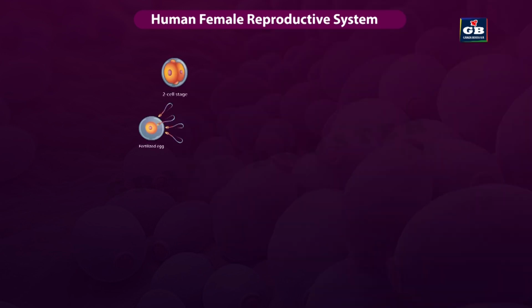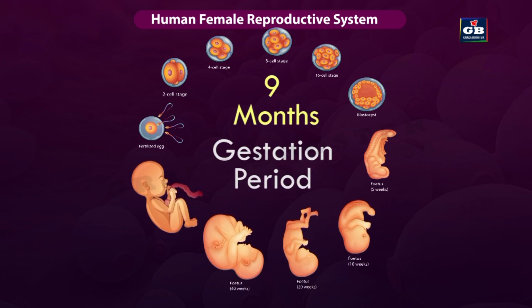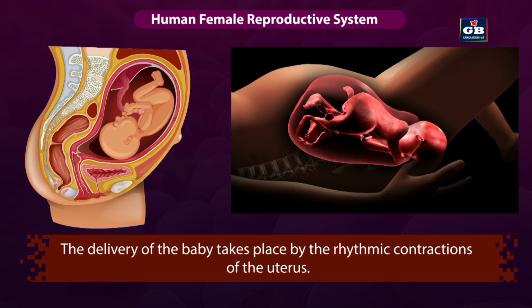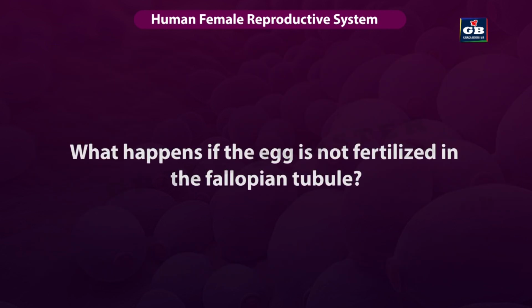The development of the baby inside the mother's womb takes approximately 9 months. This period is called the gestation period. The delivery of the baby takes place by the rhythmic contractions of the uterus. What happens if the egg is not fertilized in the fallopian tubule?